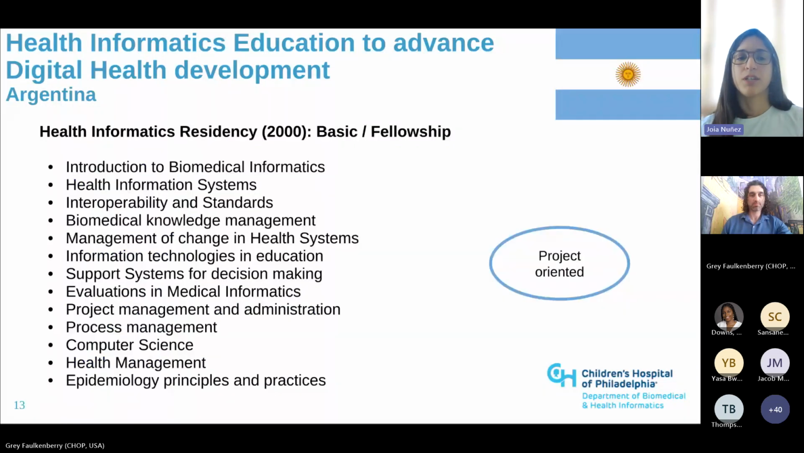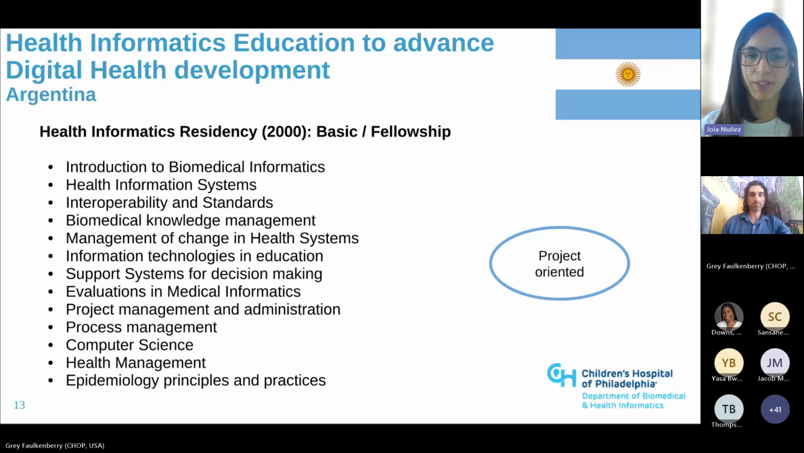In Argentina, there are actually two health informatics residencies. One is from the government, and the other is also from the Italian hospital in Buenos Aires, which is the one that is available since the year 2000. So it has 24 years of age, and it can be in dual modality, both as a basic specialization or also as a fellowship after residency has already been completed. So this is the list of contents, very generically speaking.